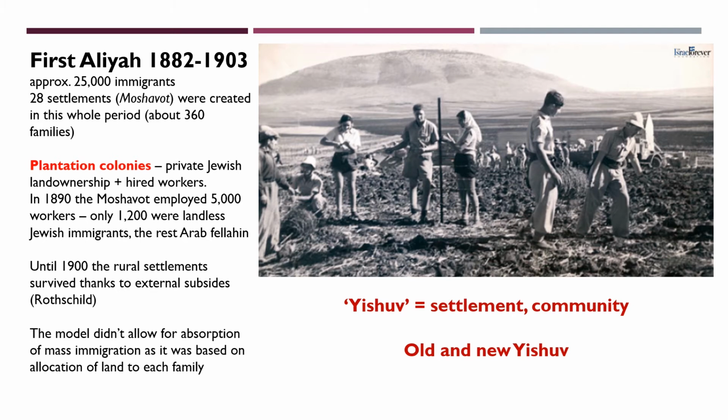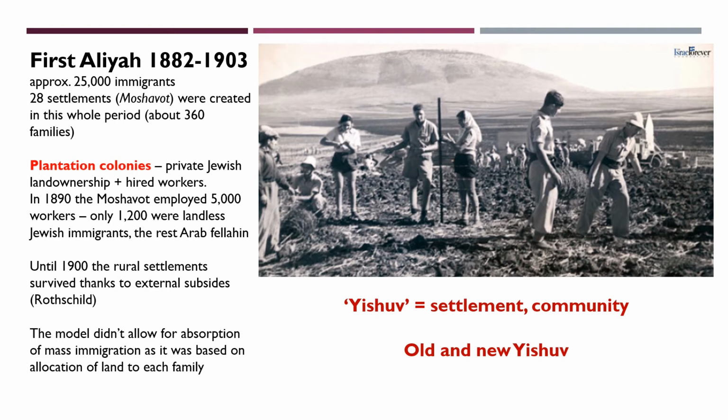The form of settlement that consolidated during the first Aliyah, we call it the plantation colony. The plantation colony, as in other parts of the world where colonization processes took and were taking place, this model is based on private ownership, in this case private Jewish ownership, and the tracts of land are worked by the owners and also and mainly by hired workers.